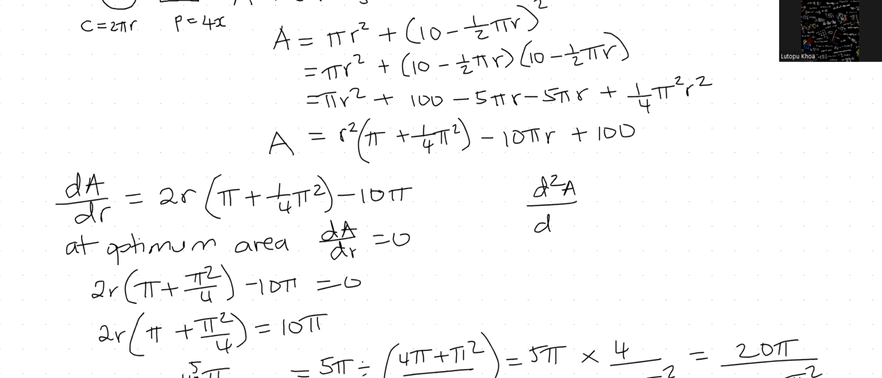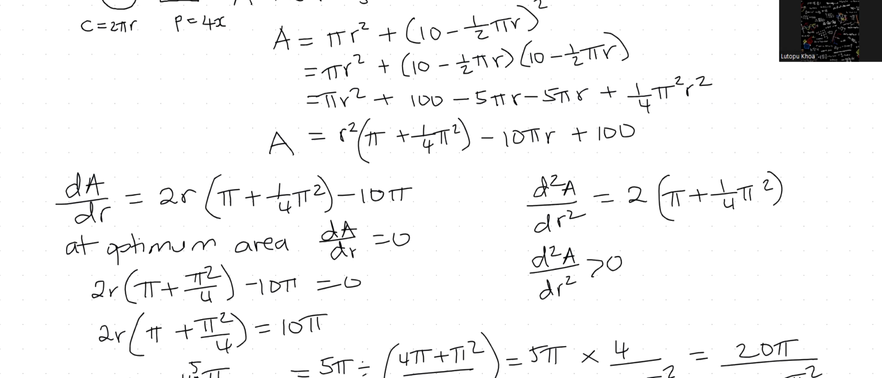Okay, so differentiating this, we have 2 times pi plus 1 over 4 pi squared. The derivative of this one is 0. And then d²A/dr² is positive. It doesn't matter what r is. Therefore, we have minimum area. So optimizing this means finding the minimum area.